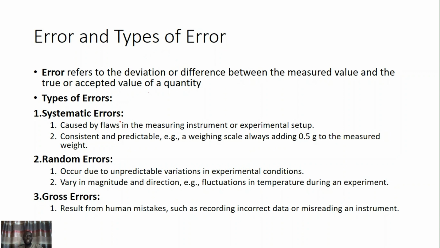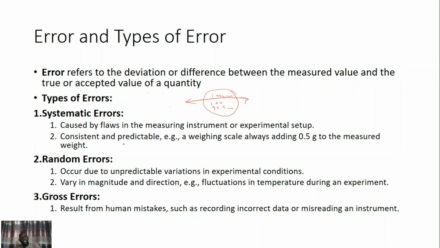Systematic error is due to flaws or problems with the measuring instrument, and it's usually consistent and predictable. For example, an instrument that measures a distance to be 100 centimeters, even if that instrument is faulty, will still measure 100 centimeters if you measure it several times, maybe 99.9 centimeters, so it will be precise. So this type of error is usually consistent and predictable.